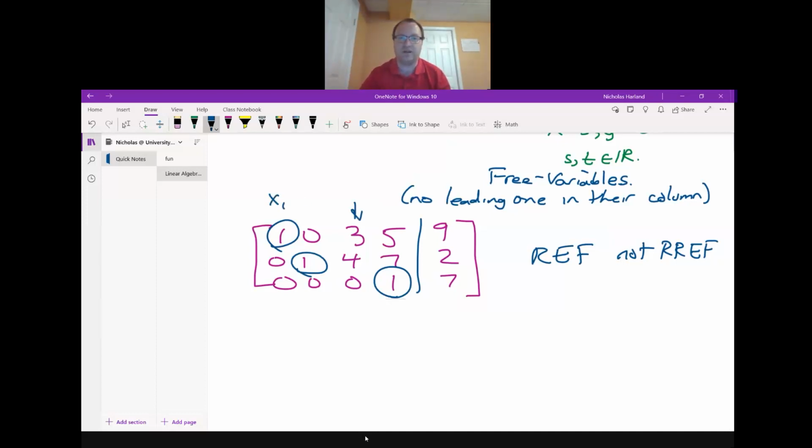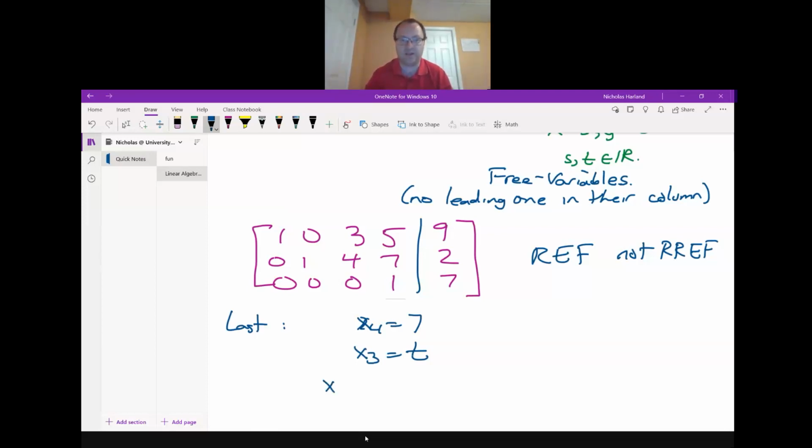This one, let's say x1, x2, x3, and x4, because subscripts are fun. There is no variable or leading one for x3, so we get a free variable for x3. So we get from the last row, x4 equals 7. We also get x3 as a free variable. From the second last equation, we get x2 plus 4x3 plus 7x4 is equal to 2. And now we're going to substitute these two things in.